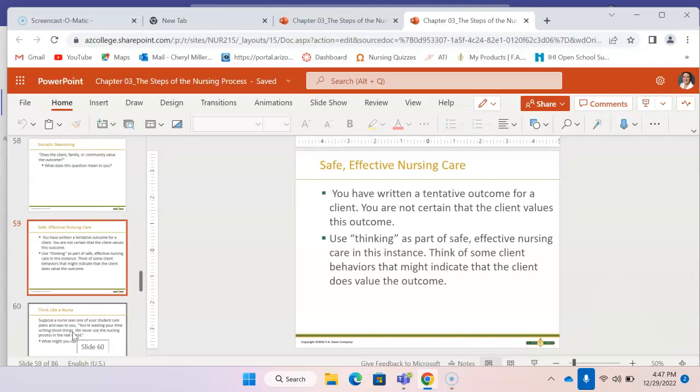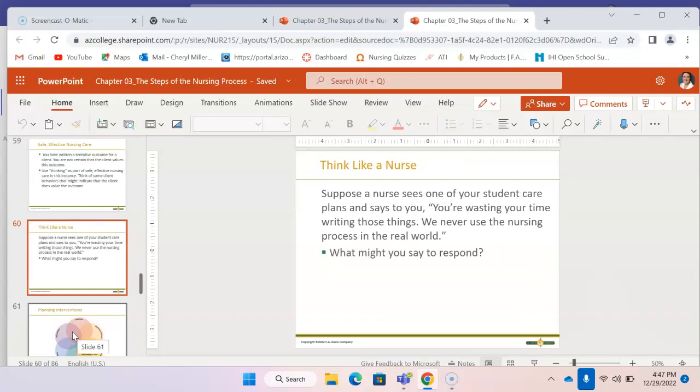You have written a tentative outcome for a client. You're not certain if the client values that outcome. Use thinking as part of safe, effective nursing care. Think of some client behaviors that might indicate the client does value the outcome. Yeah, I think I can do that. I'll be able to do that. Yeah. Agreement. You got to have their agreement, or else it's not going to work. Okay? Could they do it?